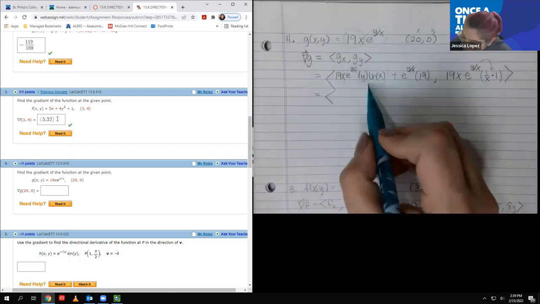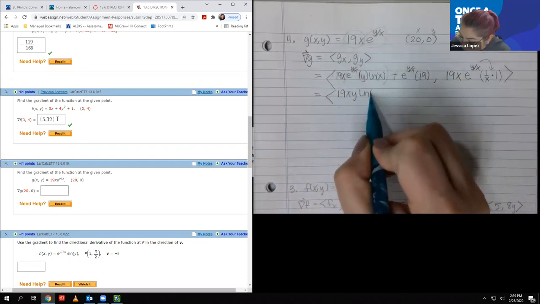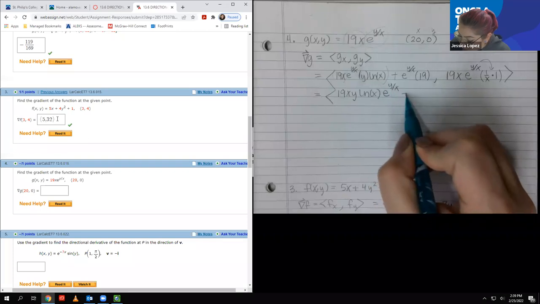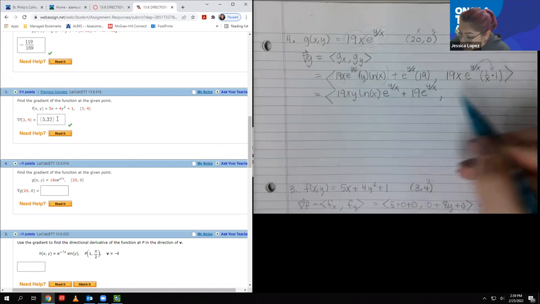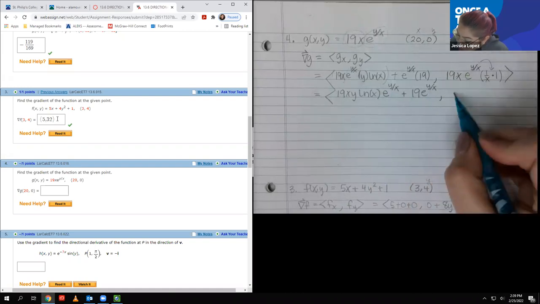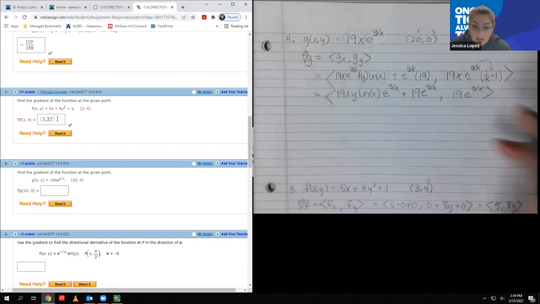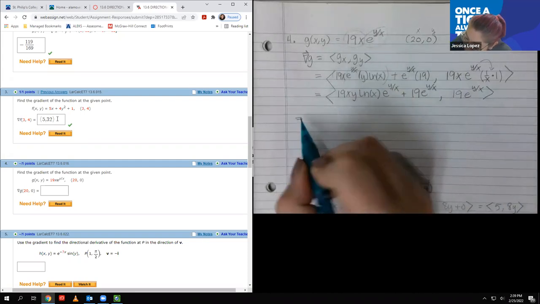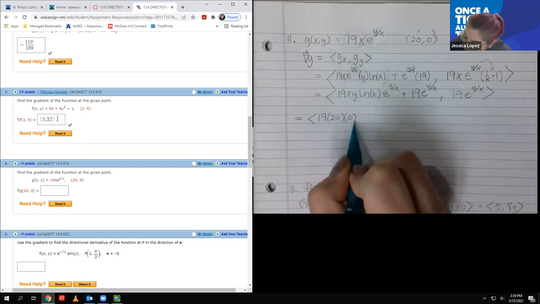So then if I clean this up, this is 19xy ln of x times e to the y over x plus 19e to the y over x, comma. This x and this x will reduce and I'll just get 19e to the y over x. And they do want me to evaluate it at that point. So I'm going to plug in 20 for x and 0 for y.